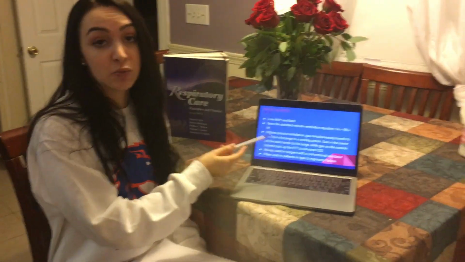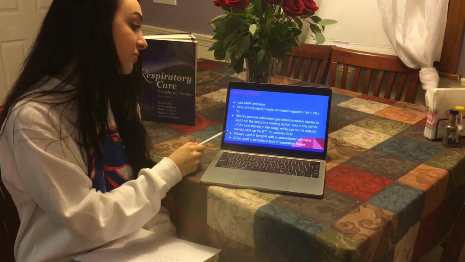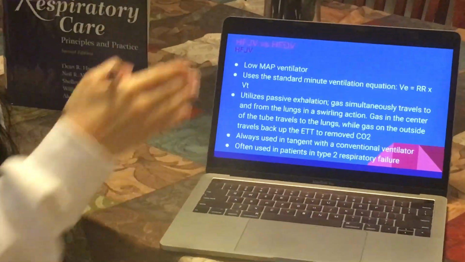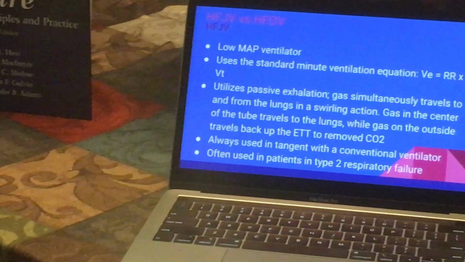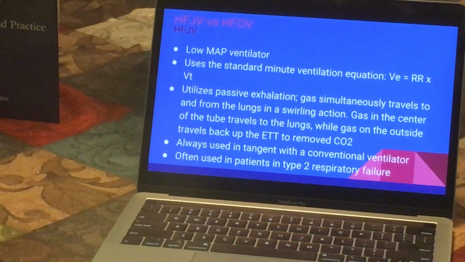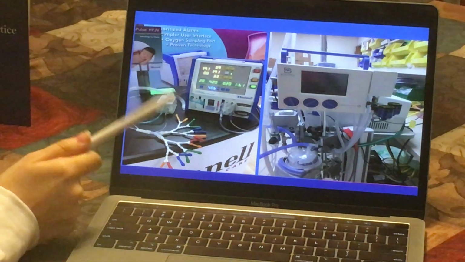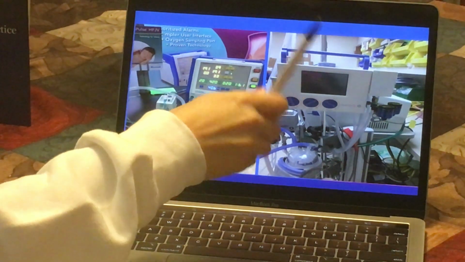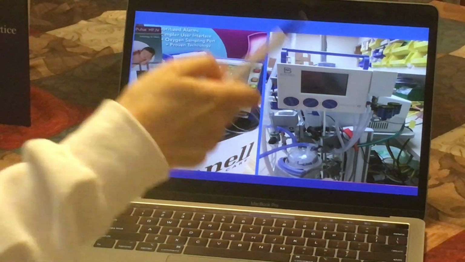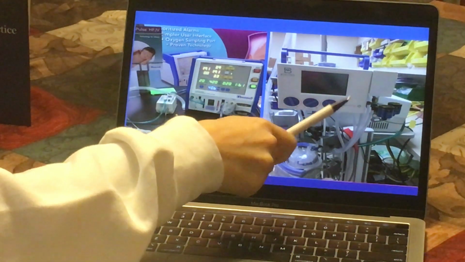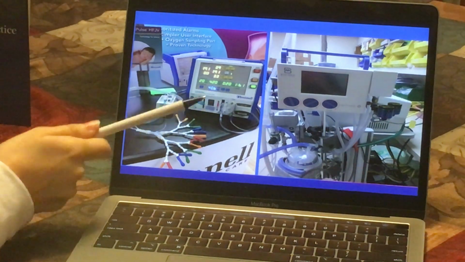It's always used in tandem with a conventional ventilator, and it is often used in type 2 respiratory failure, as the jet ventilator by itself can only ventilate. Your conventional ventilator is what you will use to oxygenate your patient. And this is just a picture of the jet. This is actually the type that we use at my hospital, and one of the ventilators that you can use to combine with it. So you would use this for oxygenation, and you would use the jet for your ventilation needs.